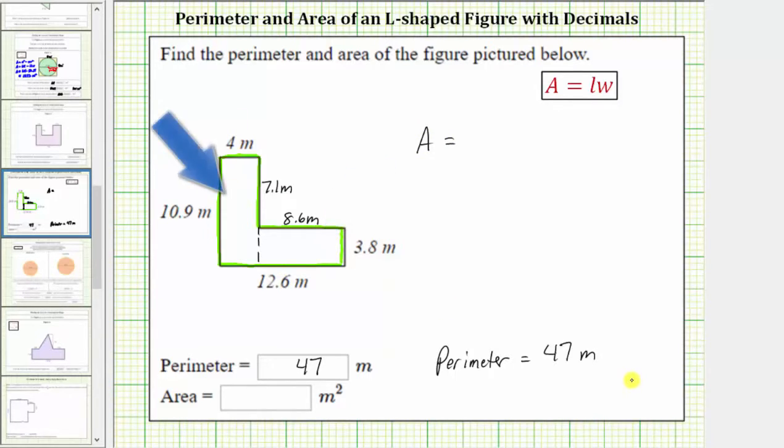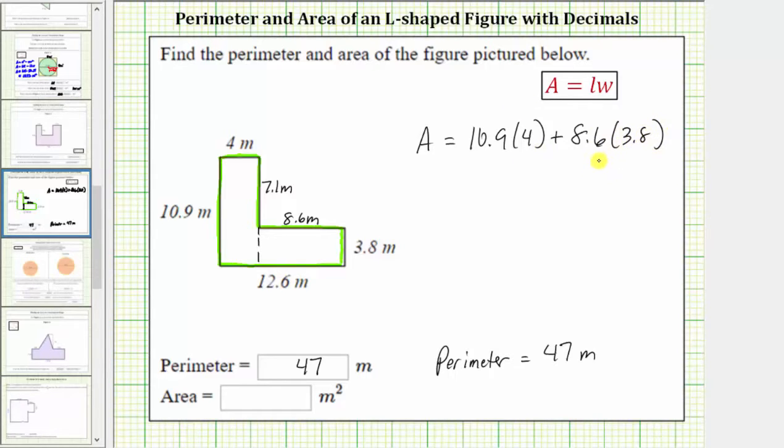Notice how the length of the rectangle on the left is 10.9 meters, this length, and the width is 4 meters. The area of the rectangle on the left is 10.9 meters times 4 meters, and then we have plus the area of the rectangle on the right. We need to be careful here. This side has a length of 8.6 meters, not 12.6, so the length is 8.6 meters, and the width is 3.8 meters. And therefore the area of the second rectangle is 8.6 meters times 3.8 meters.